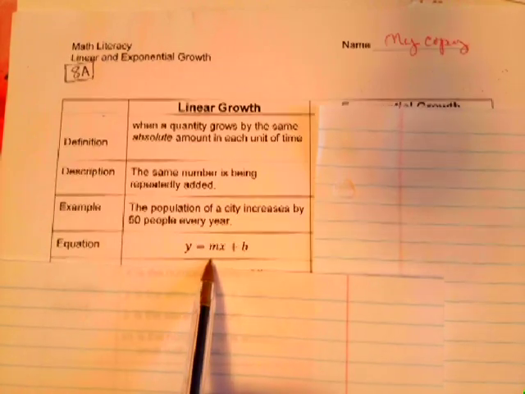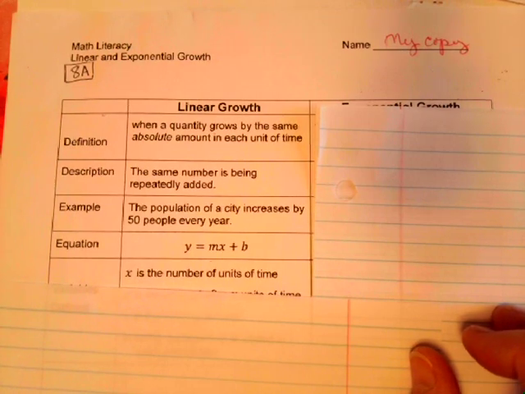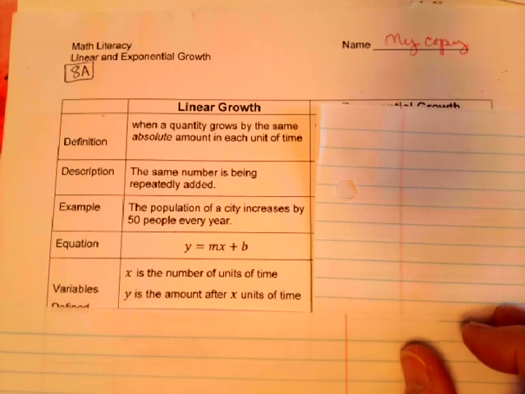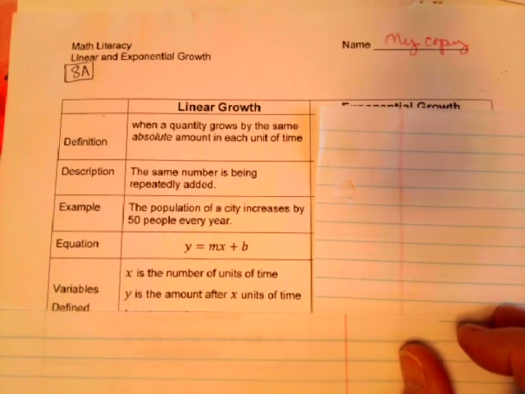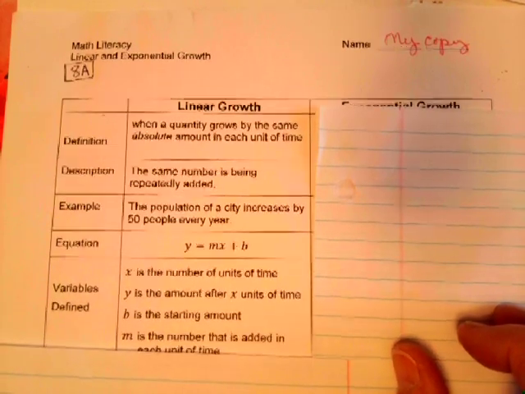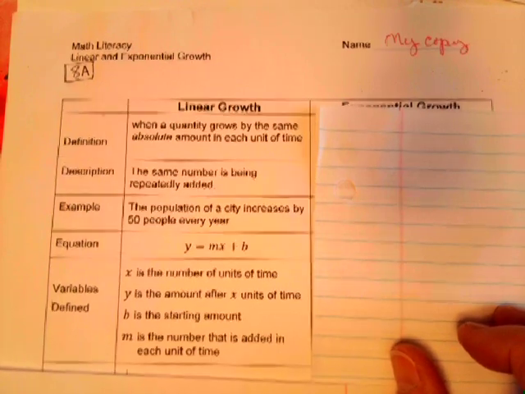The equation is y equals mx plus b. If you graph it, you get a line. X is the number of units of time, y is the amount after x units of time. B is the starting amount. M is the amount that is being added in each unit of time.